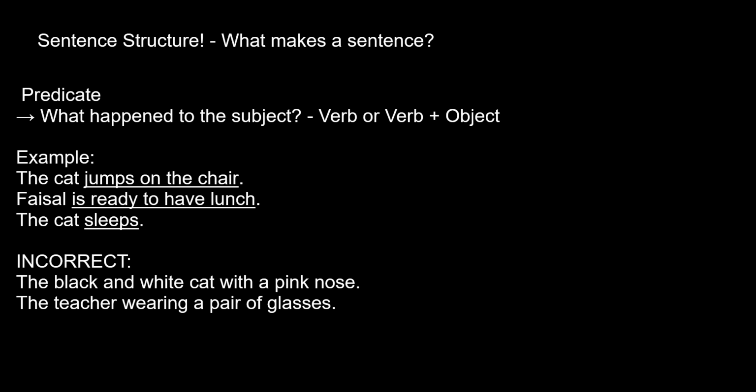But no, that's a description of the teacher. There's still no verb there. If it were "the teacher is wearing a pair of glasses," then that would be a complete sentence. But no, it's just a description of the teacher wearing a pair of glasses, and it's left with that question of did what? What did this teacher do? So we have to answer that in order to have a complete sentence.